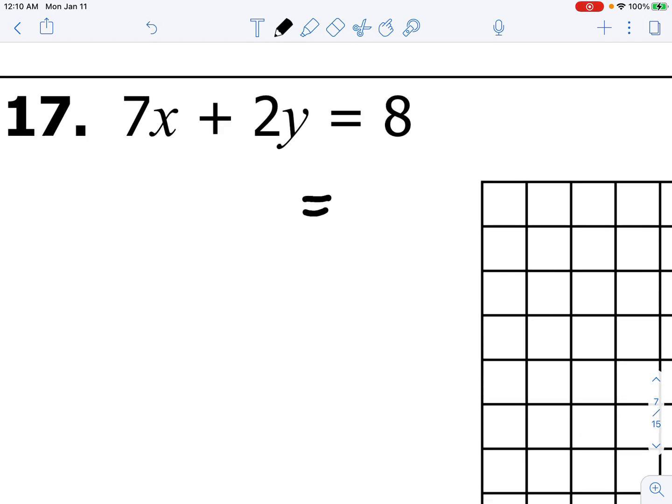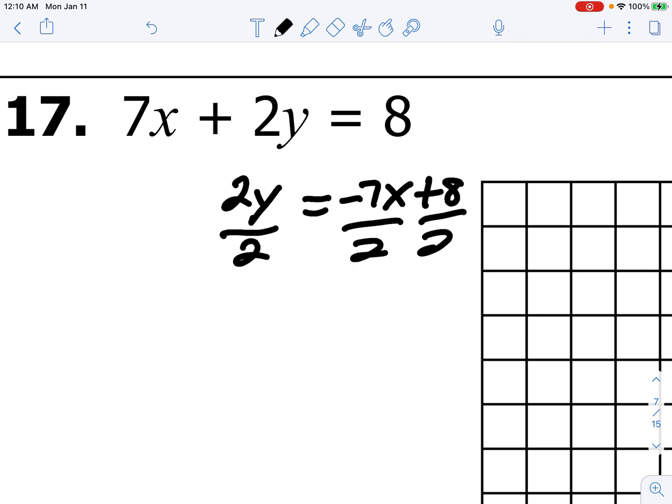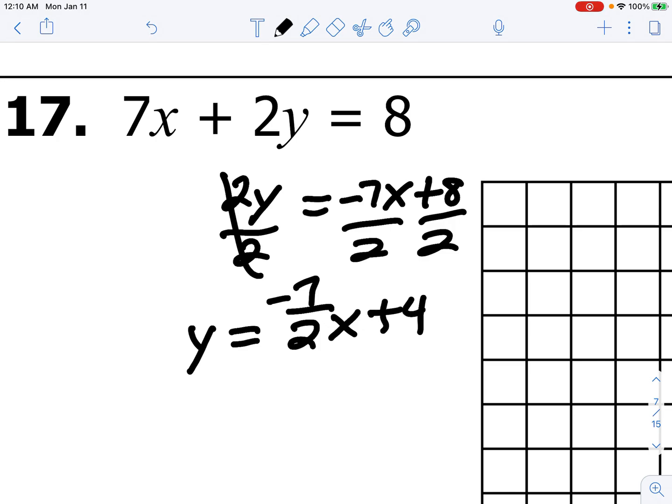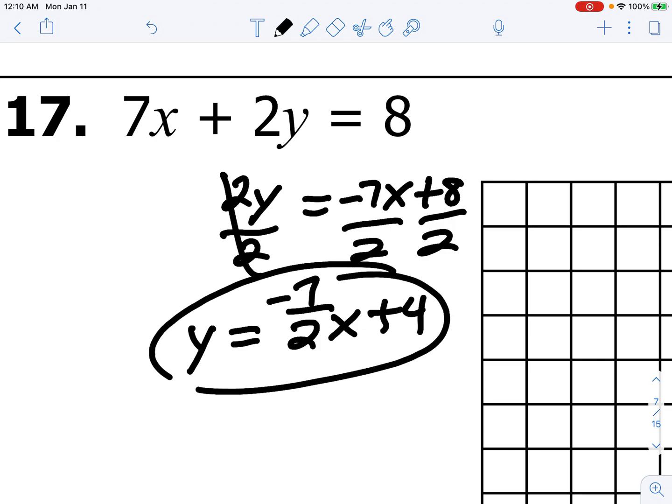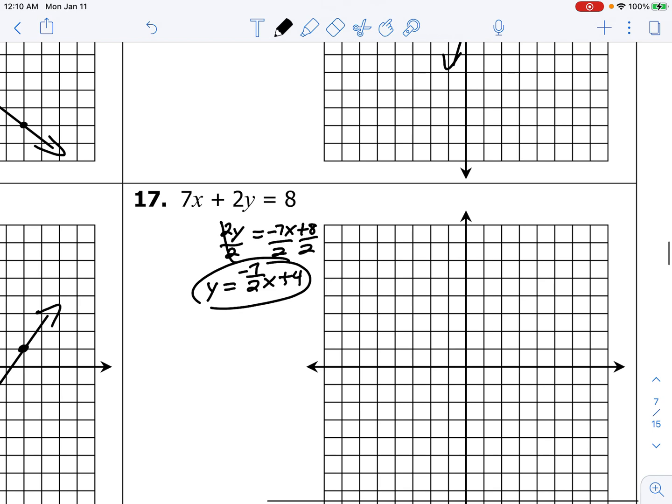Step number 1, take the x, move it to the other side, and change the sign. Step number 2, drop the y down, drop the number down. Step number 3, divide across. So we get y equals negative 7 over 2x, which will not reduce. Okay, and then 8 divided by 2 is 4. So there's our answer for our equation.